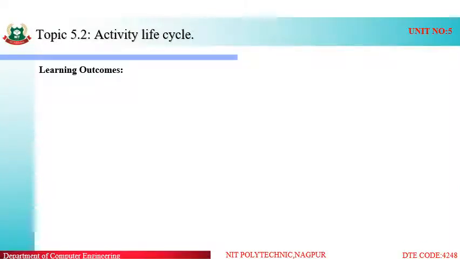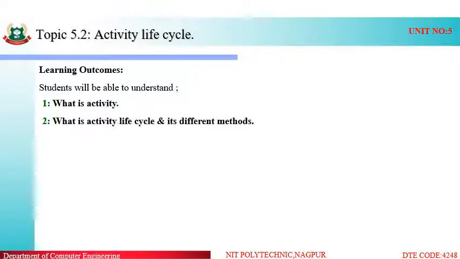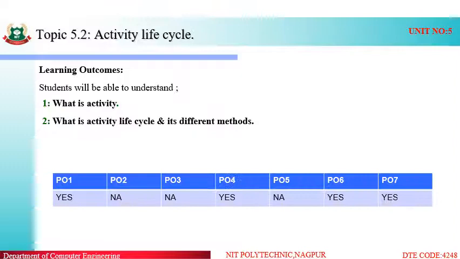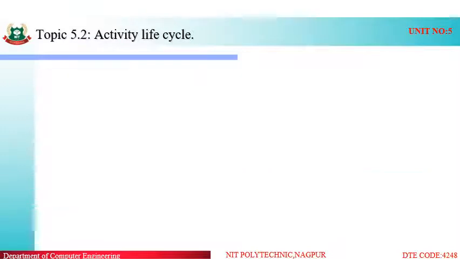The learning outcome of this video is to study what is the activity, and to see in detail what is the activity life cycle and its different methods. POs mapped are PO1, PO4, PO6 and PO7.